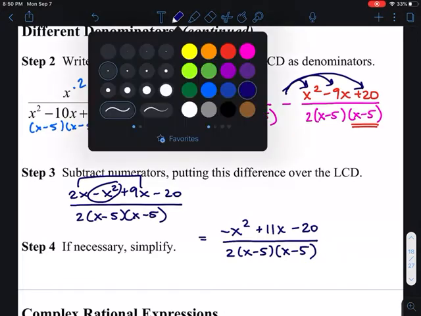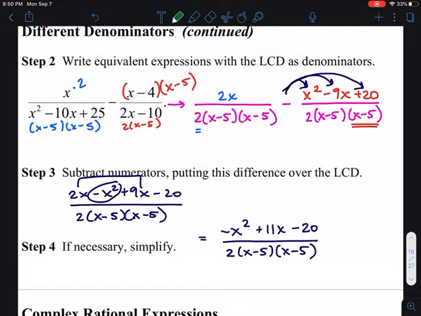So I might try to double check that numerator. If I try to factor out that negative x squared minus 11x plus 20, is there anything that's going to multiply to make 20 and add to make 11? 1 and 20, 2 and 10, 4 and 5. It doesn't simplify anymore. So that means I'm going to end up with that as my final answer because I can't simplify anything else.